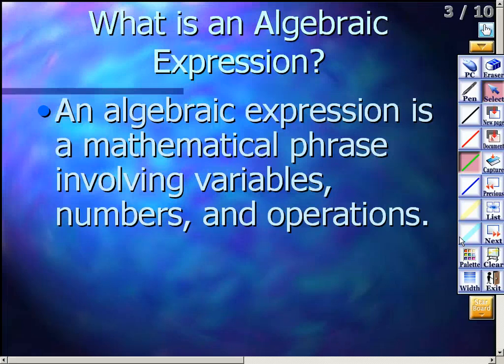Okay, and I want you to write this down in your notes. Now, it's important to know that an algebraic expression consists of a couple ingredients. Just like think about chocolate chip cookies, you need certain ingredients. An algebraic expression needs the same exact thing. An algebraic expression is a mathematical phrase which involves variables, numbers, and operations. When you have these three things, variables, numbers, and operations, that will create an algebraic expression.